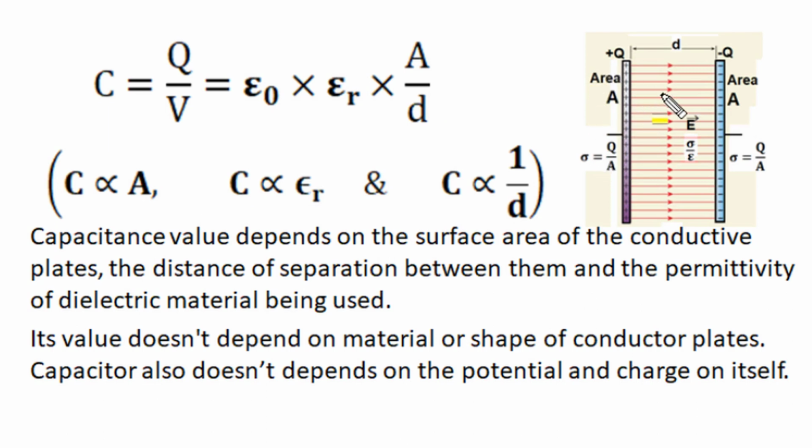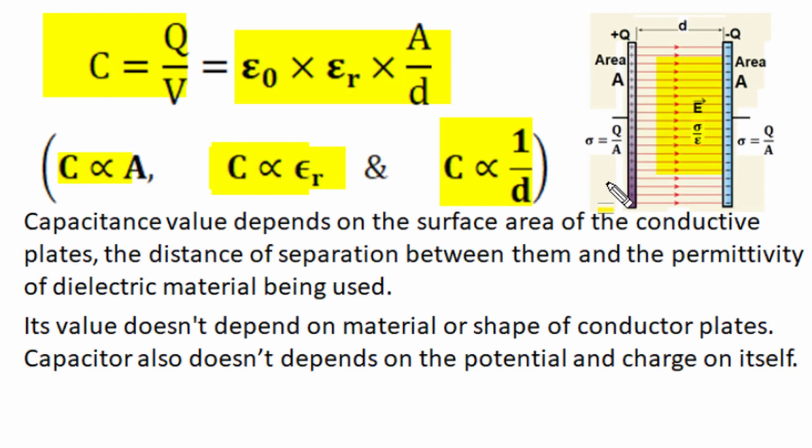The capacitance of a parallel plate capacitor doesn't depend upon the shape or material of the conductor plate, and it also doesn't depend upon the amount of charge or potential on the conductor plates.